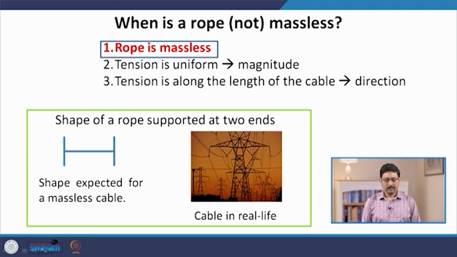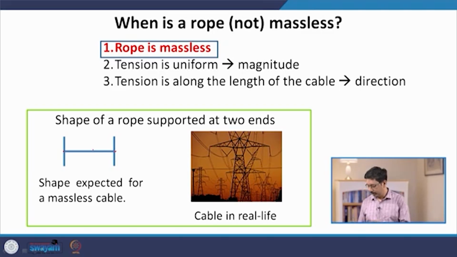The first one is that the rope is massless. Now I want you to think about real life situations. Do you ever see a rope which is massless? If the rope is perfectly massless, and suppose I hang this rope between two supports, then what we expect is that since there is no force in the vertical direction, it must be perfectly horizontal. But does it support our experience?